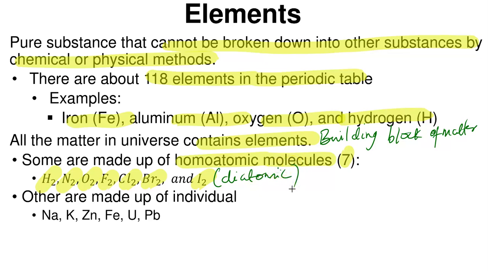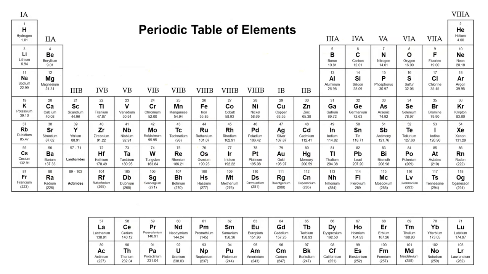So these occur as homoatomic, diatomic molecules. Whereas others, particularly the metals, exist as individual atoms. Good examples are sodium, potassium, zinc, iron, uranium, and lead, which all exist as individual atoms of the element in the periodic table. So this is a closer look at the kind of periodic table we're going to be using in this class. Of course, the periodic table is broken down.